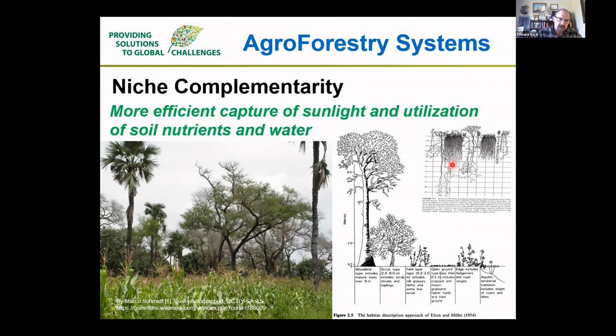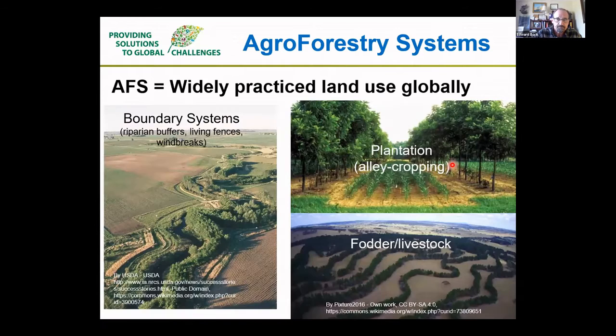And so by putting together more of these growth forms, we're actually able to A, capture more sunlight, and B, take up more of the soil nutrients and water that are available. So that's what these agroforestry systems are fundamentally doing.